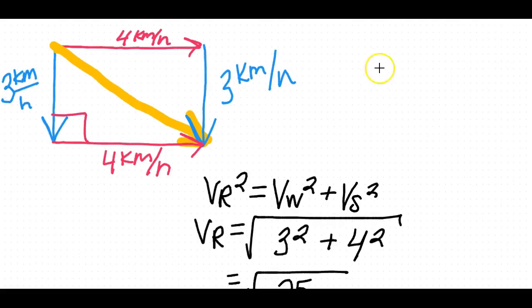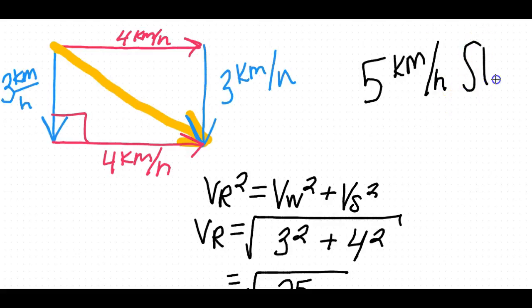In what direction though? So our resultant answer, 5 kilometers per hour. And we are moving to the right, which is east, and down, which is south. So it is going to travel 5 kilometers per hour southeast. Now you could find the angle that it's directed, but we don't have to in this problem, so we're just going to leave it at that. So it is traveling 5 kilometers per hour southeast.